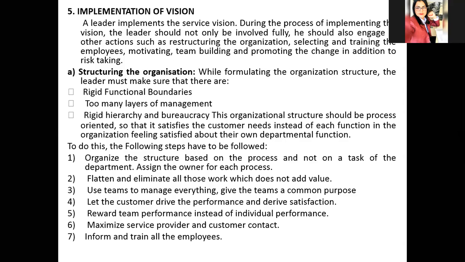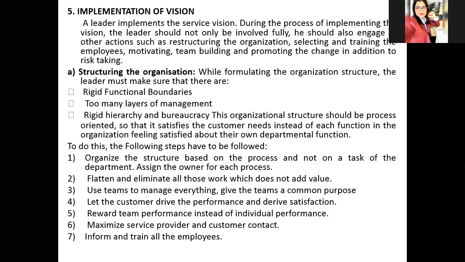Use teams to manage everything. Give the teams a common purpose. To finish any given task, you need to build up some teams for the common purpose, and tell them to finish any work within the time, and that should be manageable.